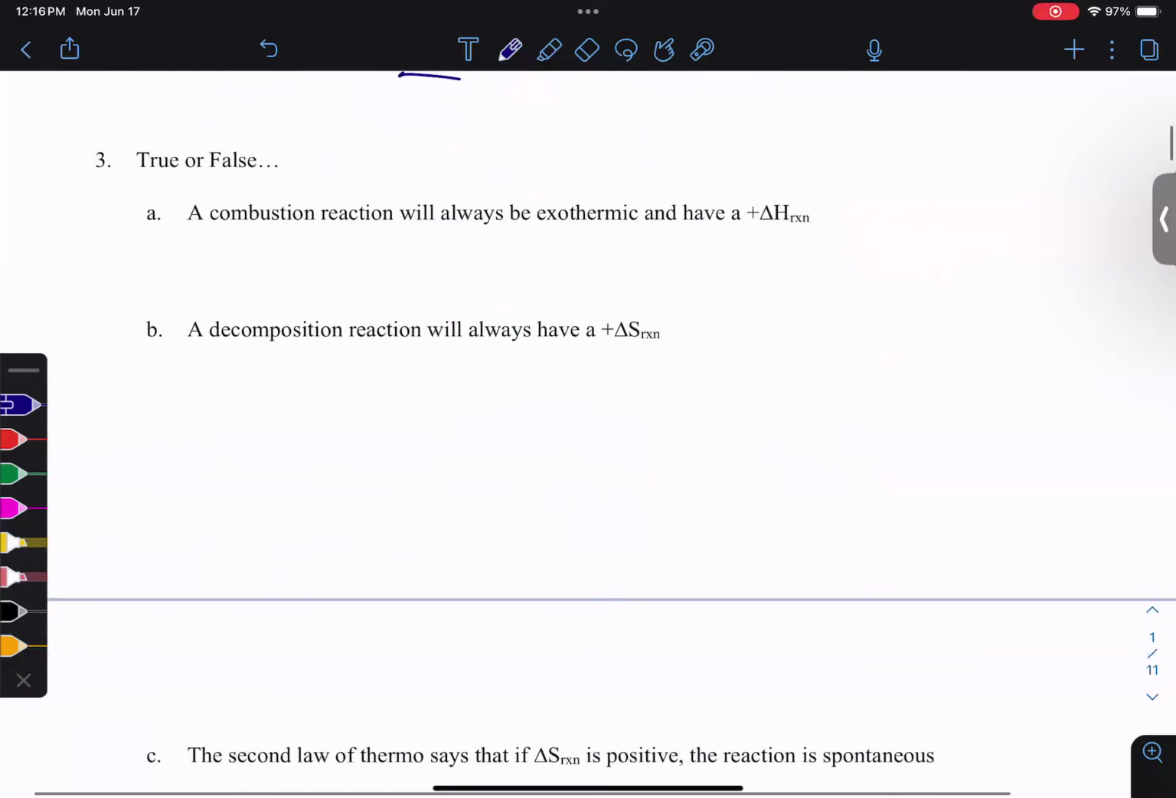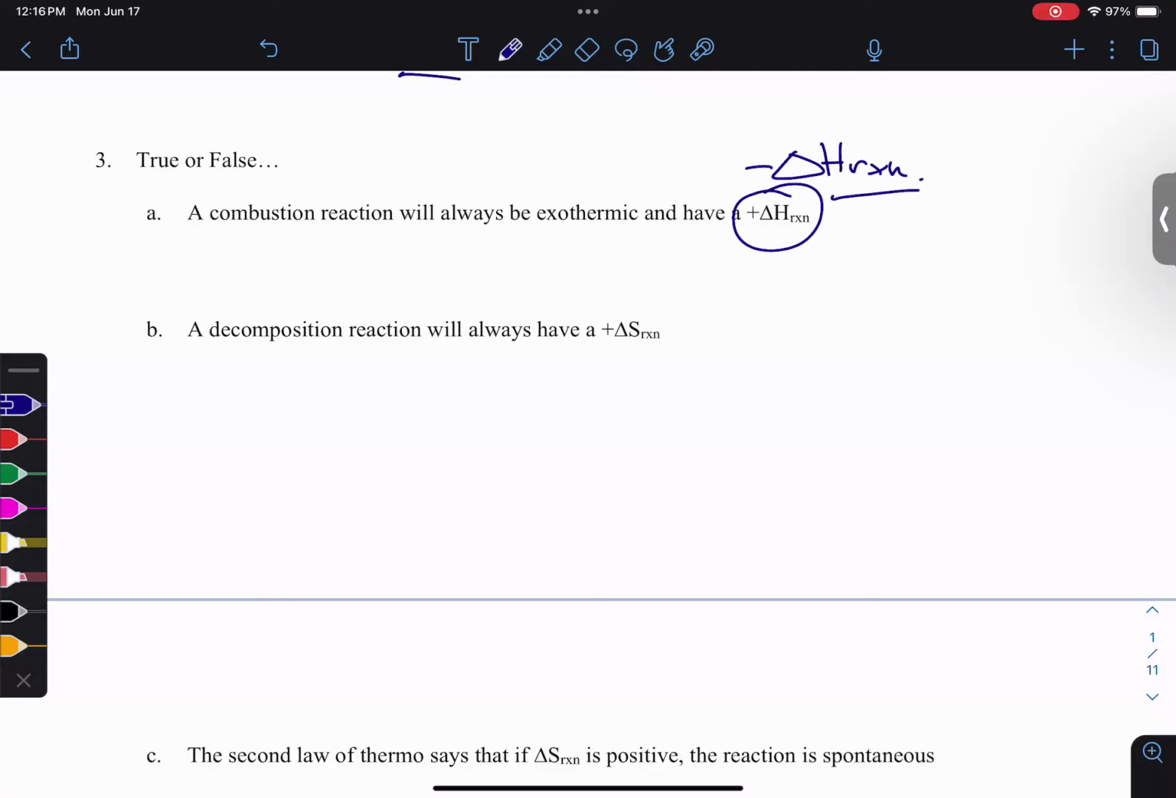All right, so here are some other conceptual things. A combustion reaction is always exothermic and always has a positive delta H of reaction, enthalpy of reaction. What's wrong with that statement? It's negative. Yes, this is a negative delta H of reaction. Heat is released. The reaction loses heat and we gain it.